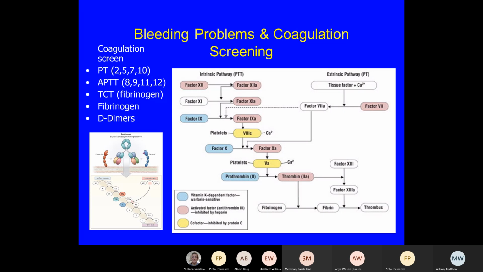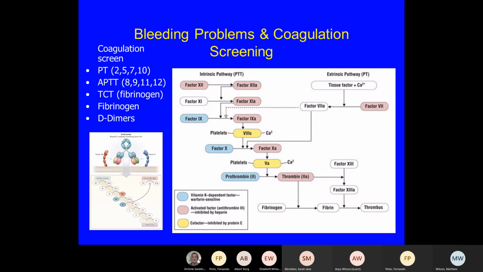Central to this is factor 8 and factor 9, which you can see really in the middle of the cascade, because that's the activation of factor 10, the 10A complex, which will lead to the activation of the prothrombin into thrombin, and the thrombin is the one that's going to cleave the fibrinogen. So the three factors that are mainly involved there in the middle are factor 8, factor 9, and factor 10.